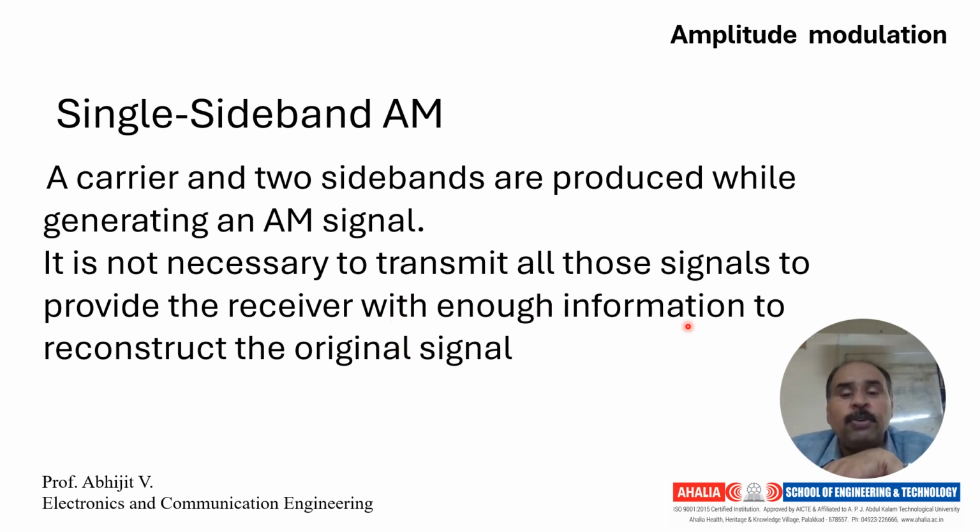So it is not necessary to transmit all those signals to provide the receiver with enough information to reconstruct the original signal at the receiver's end. Our objective is that we have to transmit a set of signals, and this particular signal should be reconstructed at the receiver's end without any kind of distortion. That is our only objective. For this objective, we do not need to transmit all three frequency components, that is the carrier frequency and the upper and the lower sidebands.